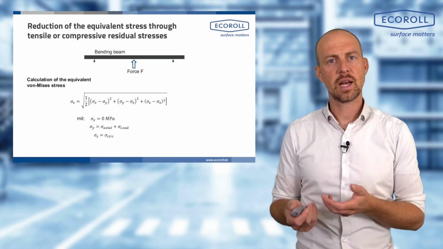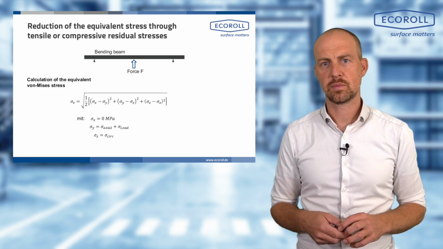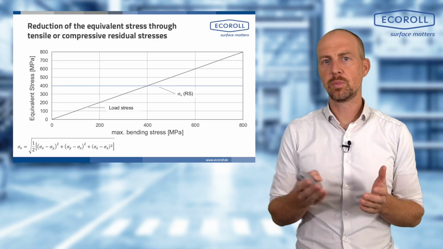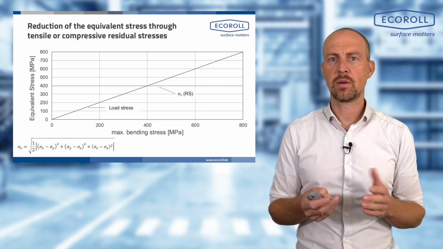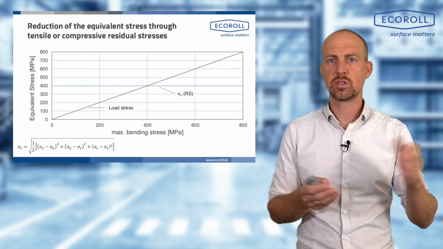And then with that, I can basically recalculate the equivalent stress using the stress tensor. And I would like to show how this affects things in a small diagram. The diagram shows the bending stress, that is the load stress, with which my bending beam is bent on the x-axis. And on the y-axis, I have always calculated the resulting equivalent stress. Now, of course, the gray curve here represents a very simple relationship. I have a uniaxial stress state, so bending stress is always equal to equivalent stress.